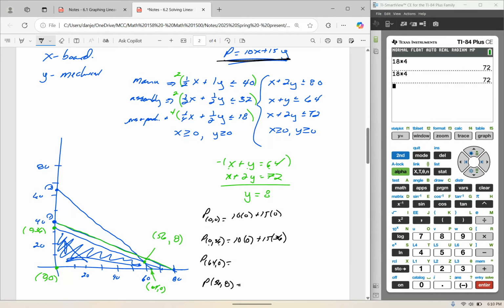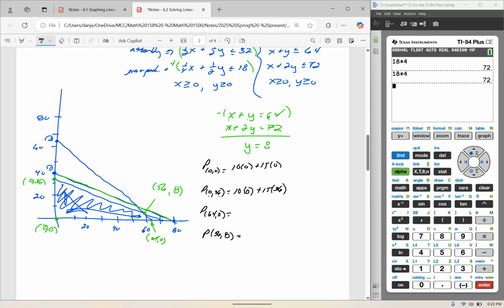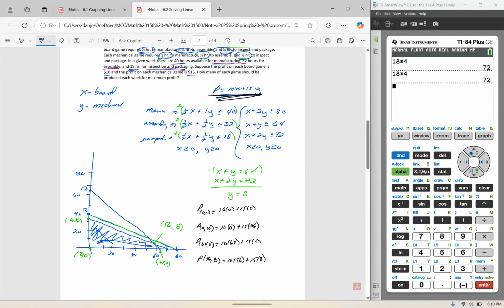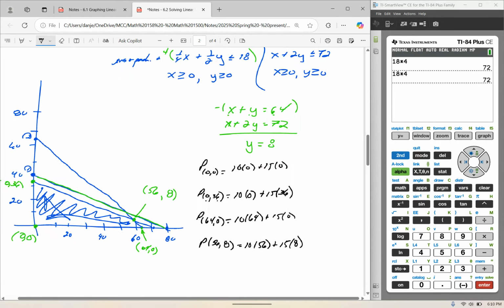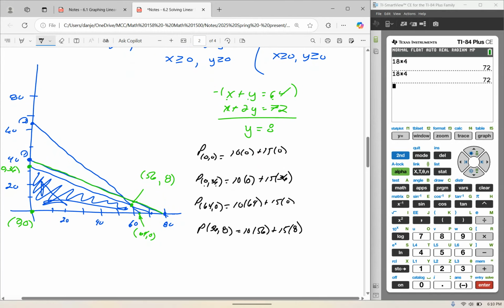So again, I'm putting 0 and 36 in for x and y into that optimization equation. 10 times 64 plus 15 times 0. 10 times 56 plus 15 times 8. So I need to do all 4 of those. Again, looking at this optimization equation, putting each of those 4 points in there. So I need to do all of these calculations. 10 times 0 plus 15 times 0. Pretty ridiculous, right?